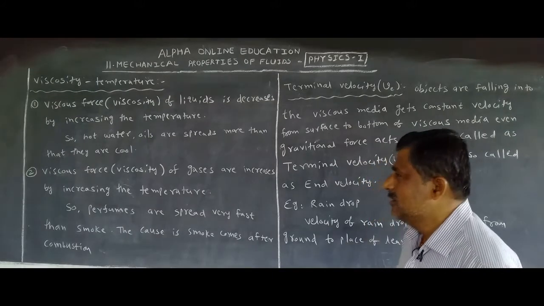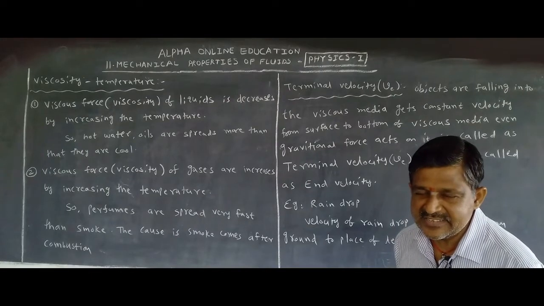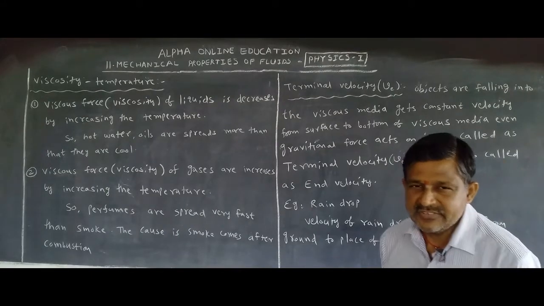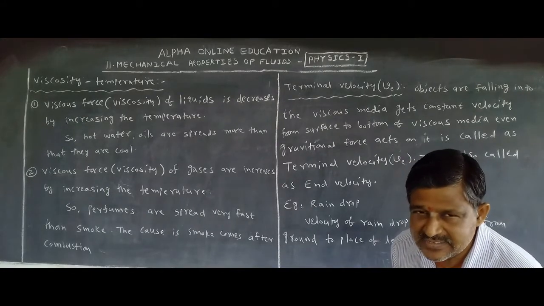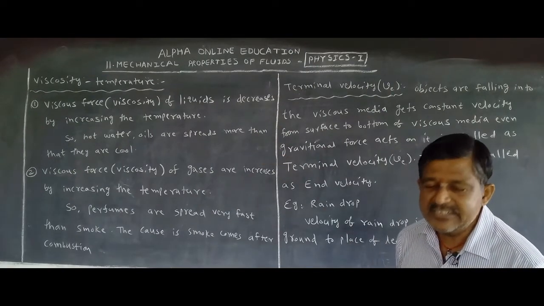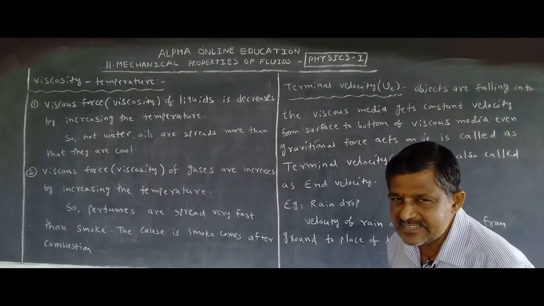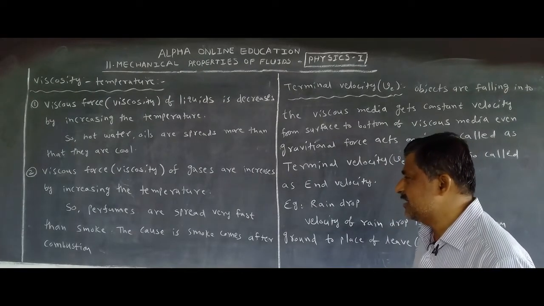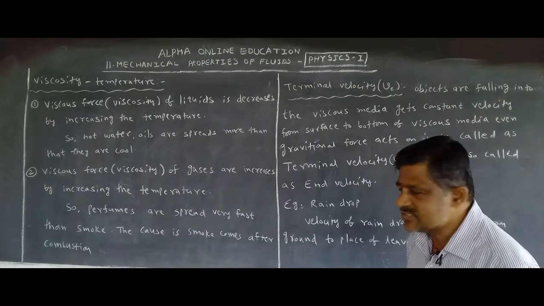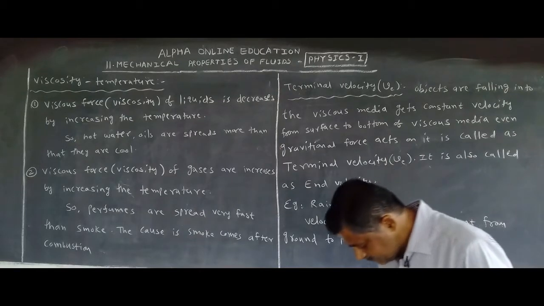Okay, now the viscous force increases when temperature increases. The example is gases. The viscous force decreases with increasing temperature in liquids. So for liquids, the viscous force decreases by increasing the temperature, but for gases, the viscous force increases by increasing the temperature.